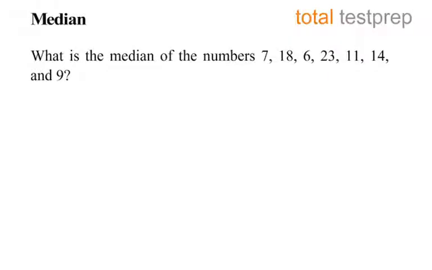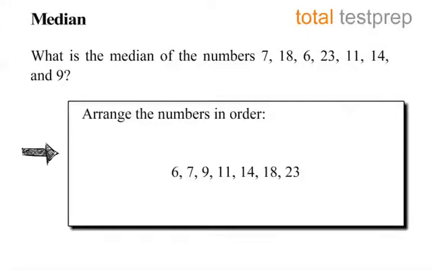So for example, what is the median of the numbers 7, 18, 6, 23, 11, 14, and 9? First, arrange the numbers in order. Then get rid of the first and the last number. Get rid of the first and the last number that remain, and do that one more time until you're left with just the number in the middle, which in this case is 11. Therefore, the median of these numbers is 11.